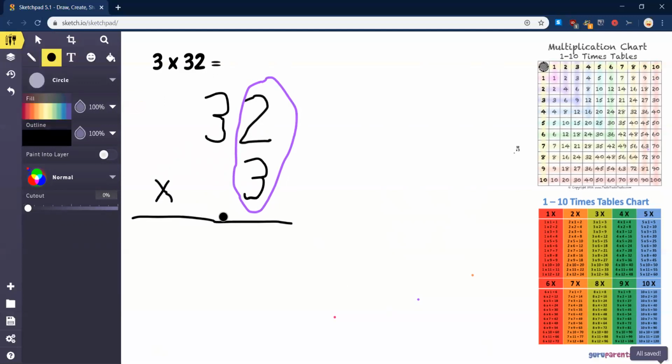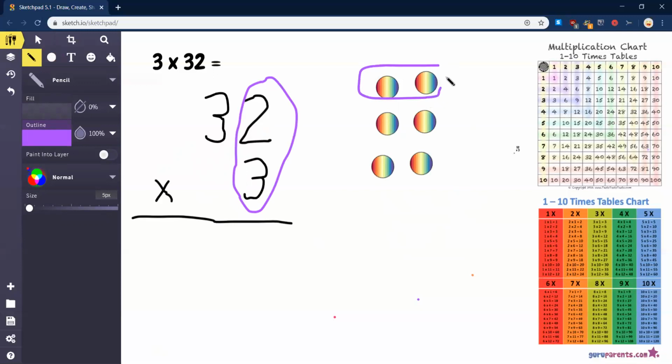So I'm multiplying these 2 numbers together first. And I'm going to create that as an array first. So 3 lots of 2, or 3 groups of 2, or 3 rows of 2. And that might look like something like this. There's 1 row of 2, 2 rows of 2, and 3 rows of 2. And I can circle them off. 1 row of 2, 2 rows of 2, 3 rows of 2. 2, 4, 6.